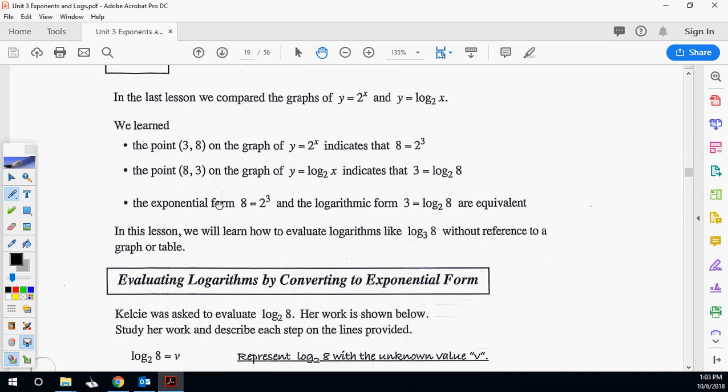So in the last lesson, we compared the graphs of y equals 2 to the x and y equals log base 2 of x. And we learned that the exponential comparison to a logarithm with a similar base is going to be the inverse. And we graphed that, and we looked at how they were reflected across the y equals x line, which again proves to us, along with our thinking from previous units, that that's going to be the inverse. So with that being said, we need to get good at going back and forth between log and exponential and knowing how we can write logs as exponentials.